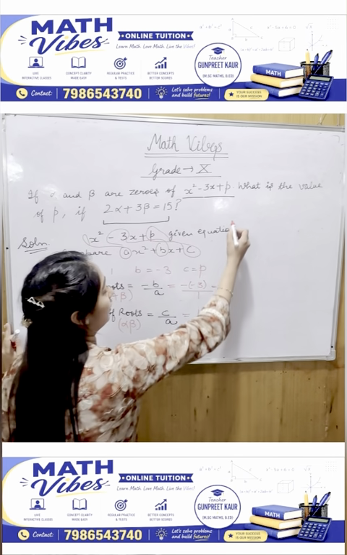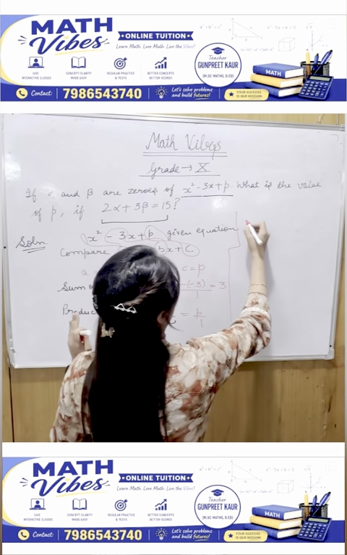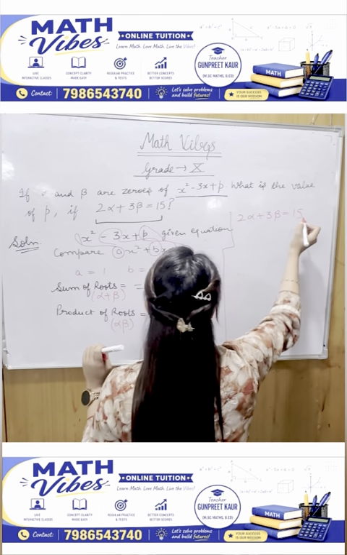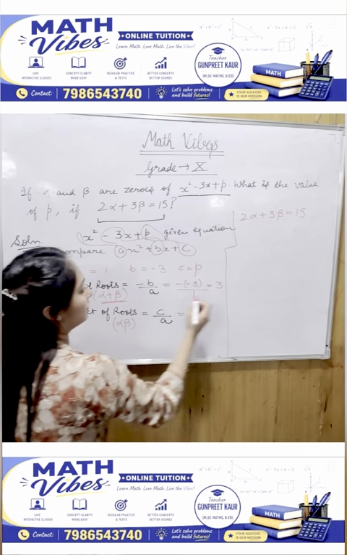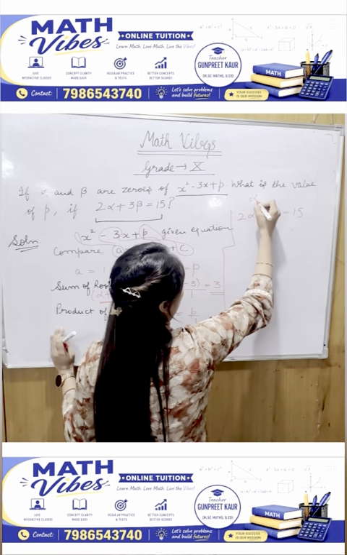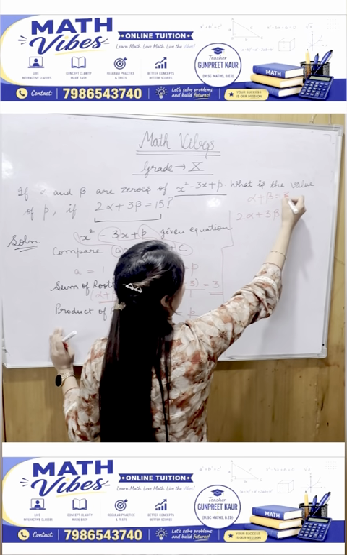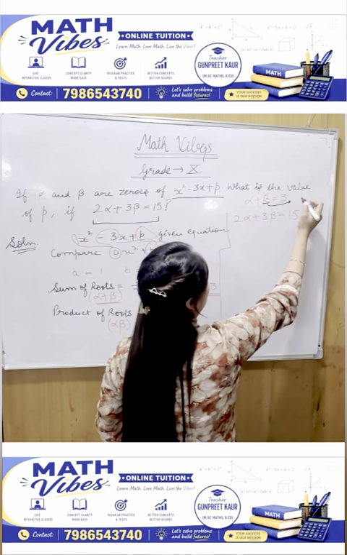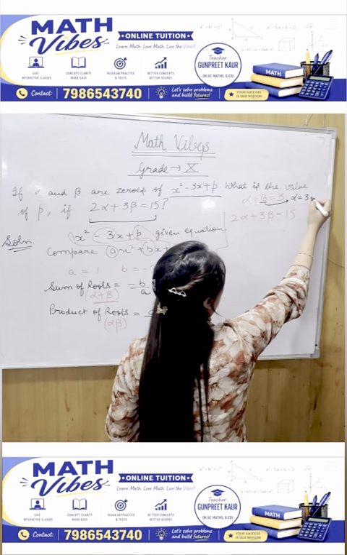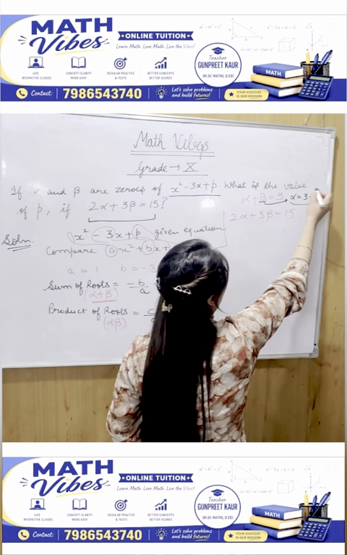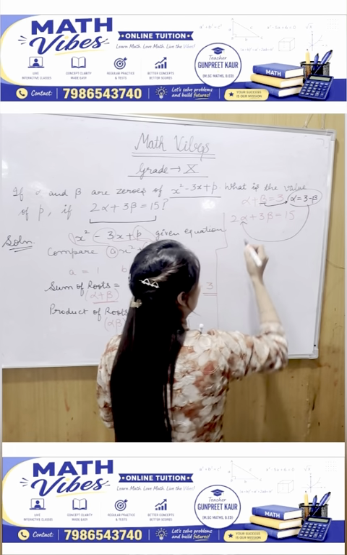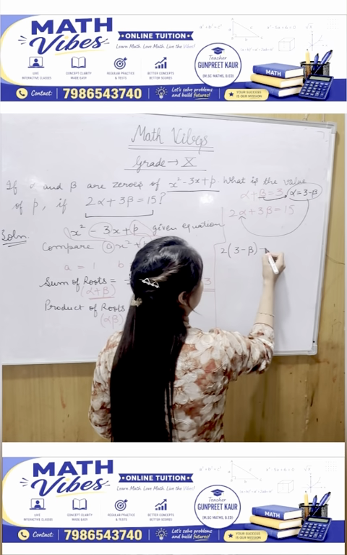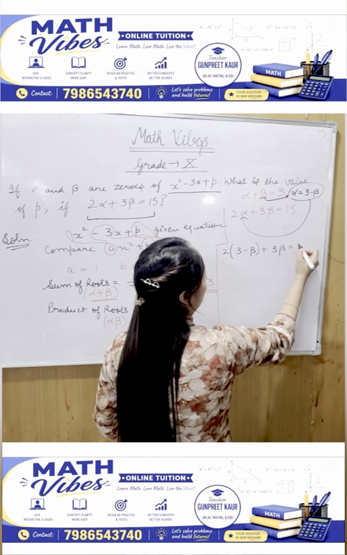Now the condition given here is 2 alpha plus 3 beta is equal to 15. We can put the value of alpha plus beta equal to 3. We will use this equation and find the value of alpha. See, if this beta will move to the right side, the value for alpha will be 3 minus beta. We will put this 3 minus beta in this equation. The result will be 2 multiply 3 minus beta plus 3 beta is equal to 15.